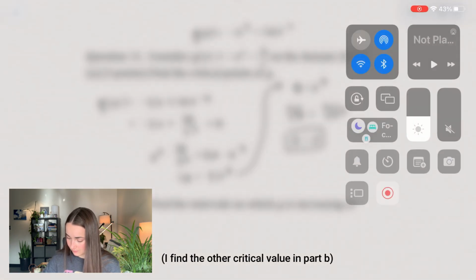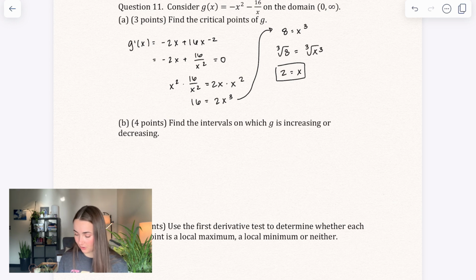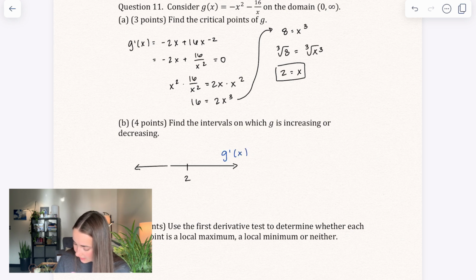So that's our solution. So now we want to find the intervals on which our function is increasing or decreasing. So I'm going to go ahead and set up our number line, right? So here we plug in our critical value, which is 2. And we're going to take test points from each interval, plug that into our first derivative. And that tells us if it's positive or negative, if our actual function is increasing or decreasing.